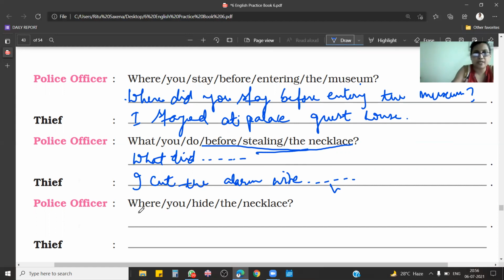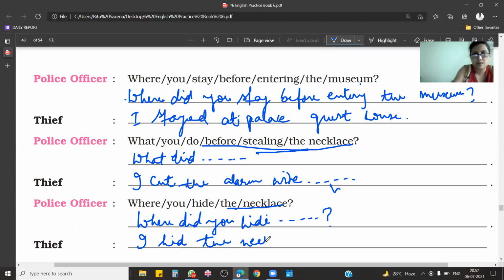Where did you hide? This is the root verb. The past tense of hide is hid, H-I-D, hid. Write this necklace and question tag. Please complete the sentence. You must write the complete sentence. I hid, past tense. I hid the necklace. Where did he hide? In a box. In the guest room. Yes, in the guest room.